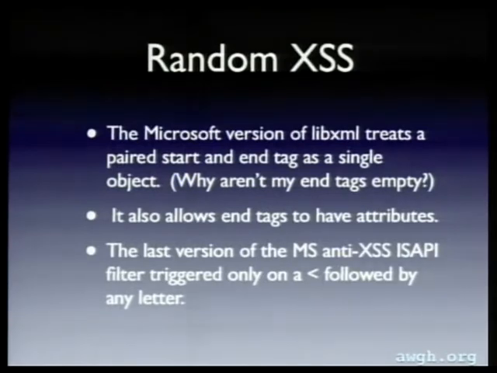So anyone who's used the Microsoft implementation of libxml may have noticed that the end tags aren't empty in the parser. When you parse the start tag, and the start tag has some attributes, and then there's some stuff, and then you go to the end tag, there are no end tag attributes. But if you access the end tag object in the libxml library and use the predicate is empty, you'll get false. It's not empty. In fact, the end tag shows up with the attributes of the start tag.